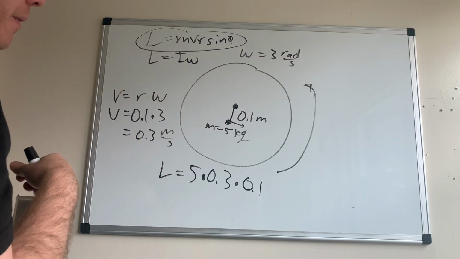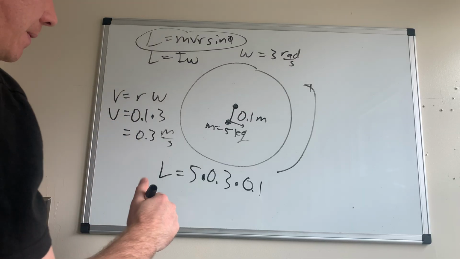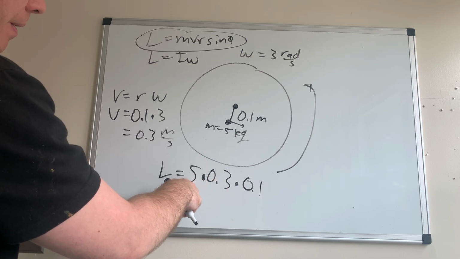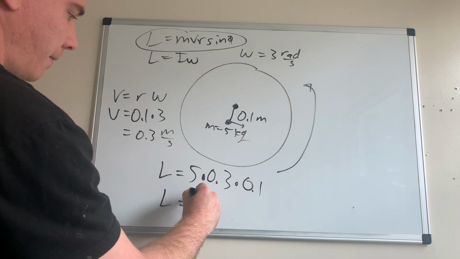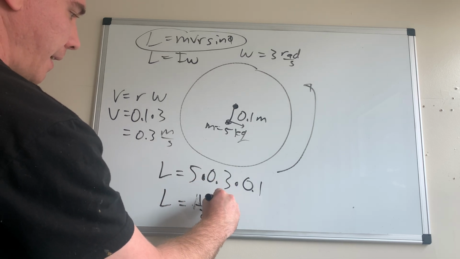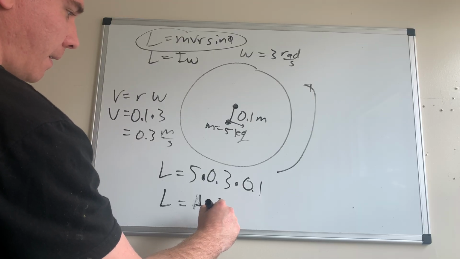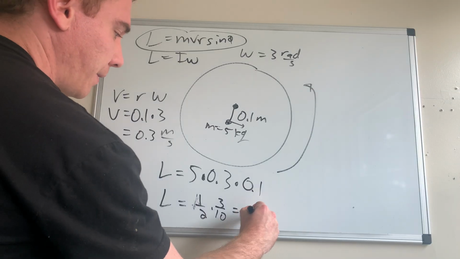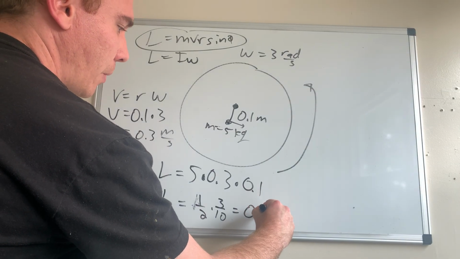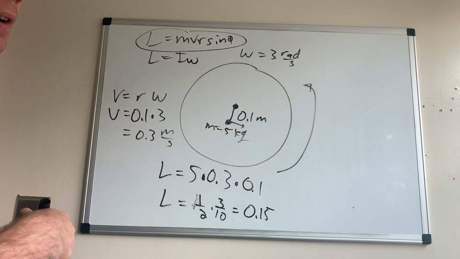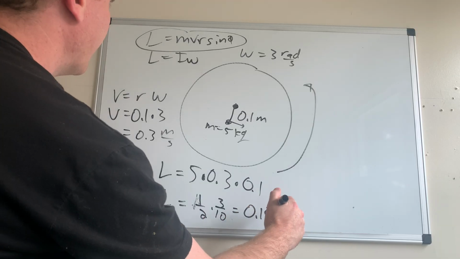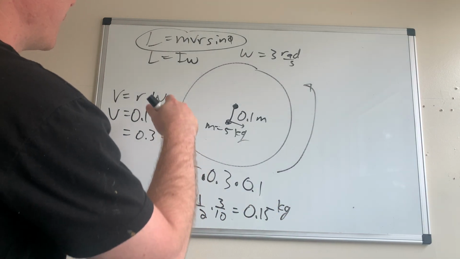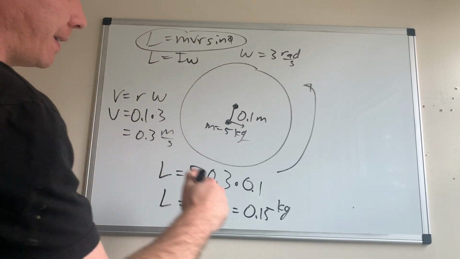So this sine of phi term is just going to be sine of 90, which is 1. So this is going to be 0.5, so 1/2 times 3/10, which is 3/20, which is, unless I'm mistaken, 0.15. And the units for angular momentum are a bit strange. It's a mass, a velocity, so meters per second, and then multiplied by a distance again.